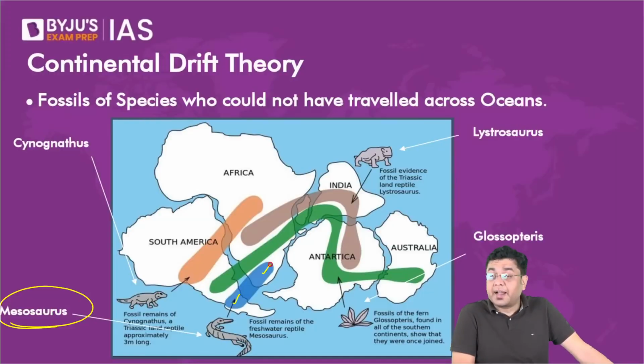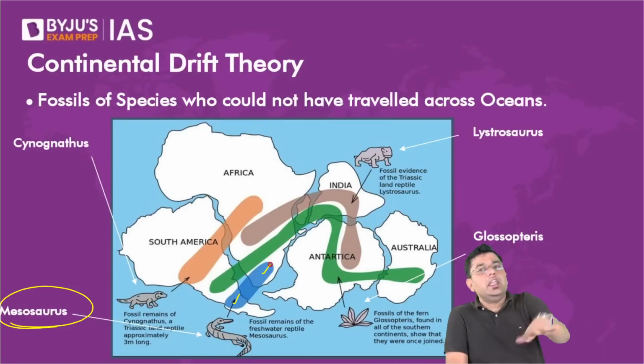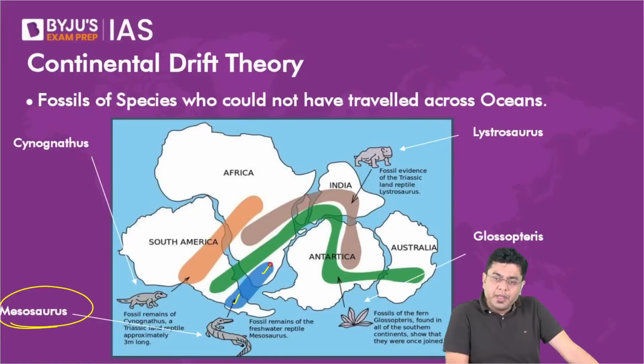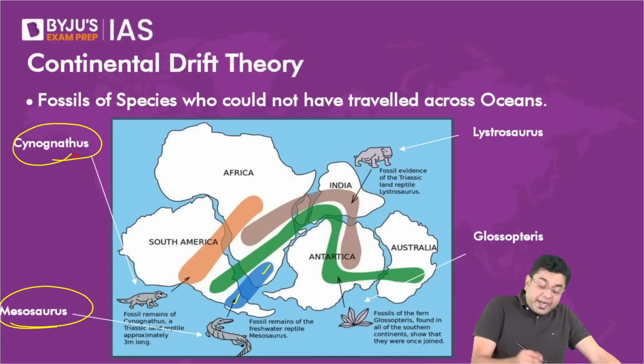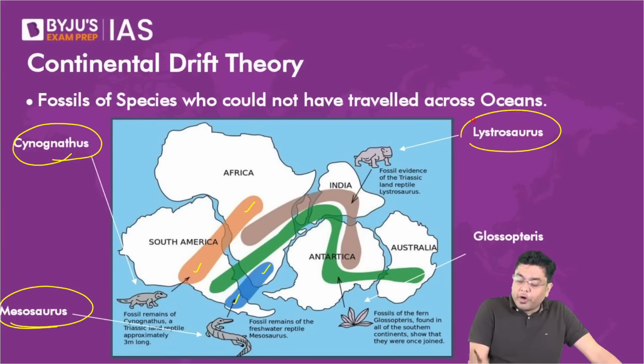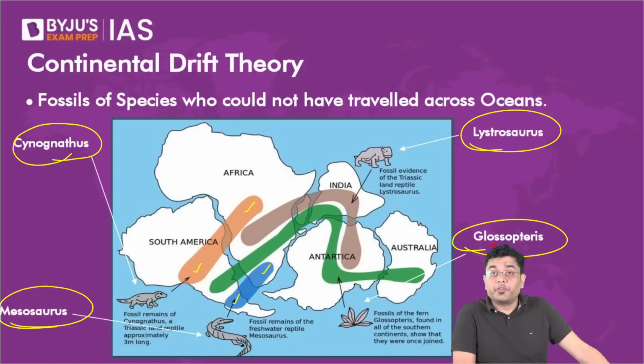It is a freshwater reptile, so you cannot even argue that one fine day when that reptile felt adventurous, it would have started swimming across the Atlantic Ocean. Eventually, a few of them would have reached Africa and they would have populated Africa. That cannot be the case because it is a freshwater reptile and oceans are salty, they are saline, they cannot survive there. So, how is it possible? Similarly, you had the evidences of Cynognathus and its fossils spread across again both South America as well as Africa. Then you have the evidence of Lystrosaurus. You have the Glossopteris, which is a kind of fern, again indicating the presence across multiple continents.